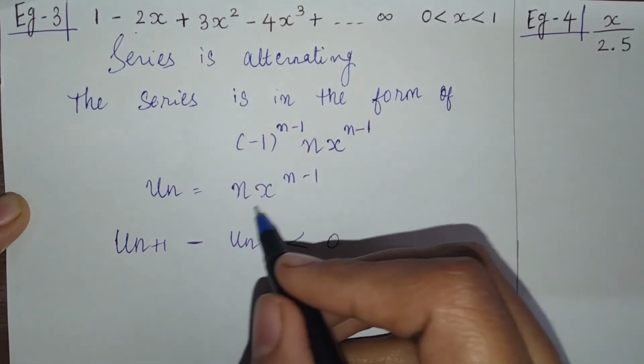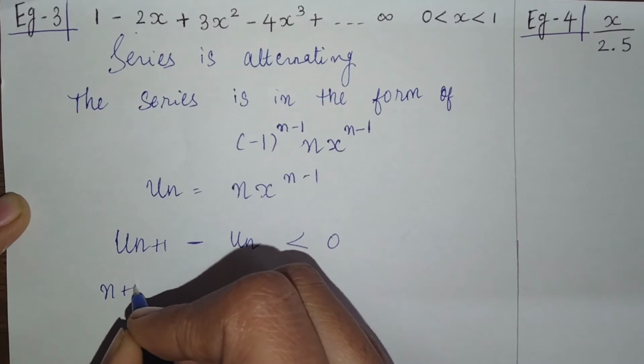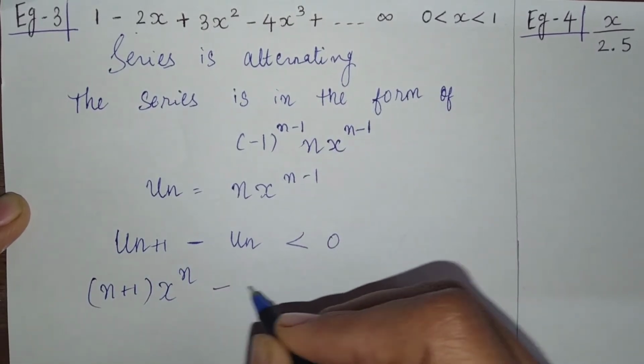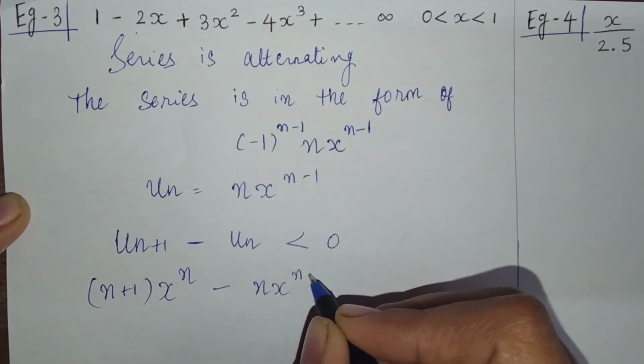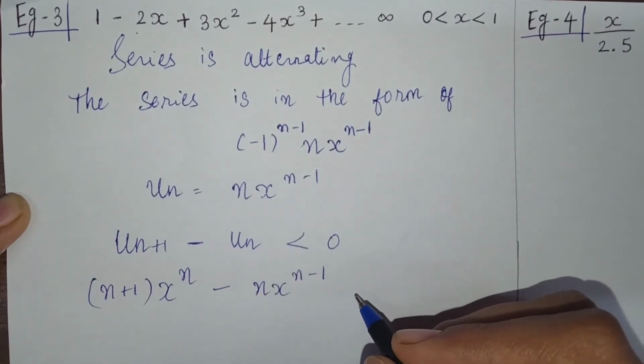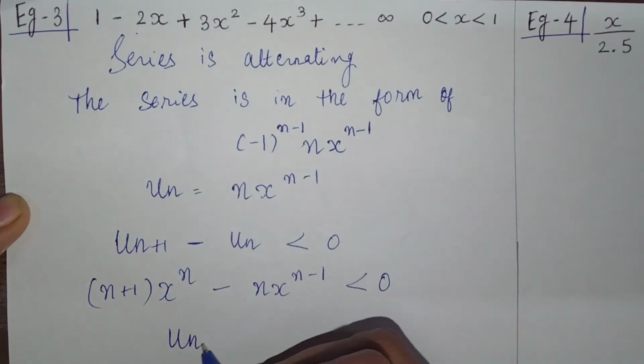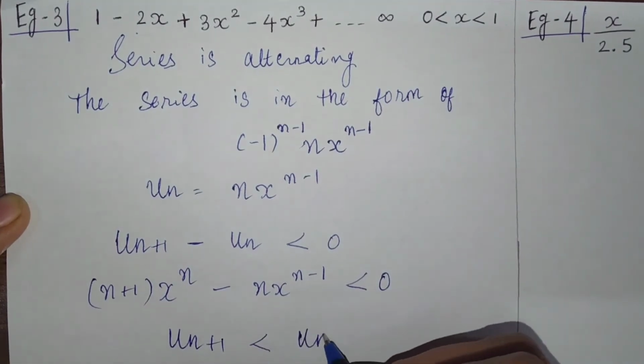So what will be our un plus 1? Then in place of n you have to put n plus 1. So here we will get n and x raised to n minus 1. You can put value and check. It will be less than 0. So we will get un plus 1 less than un.